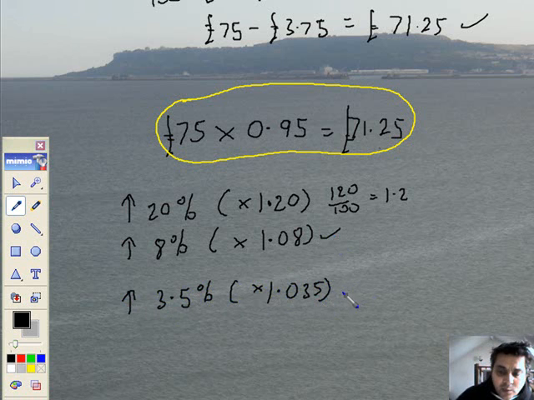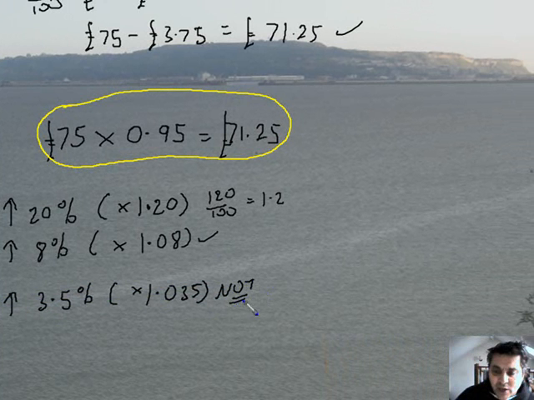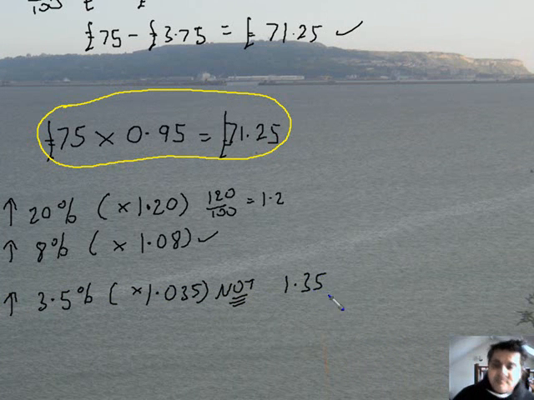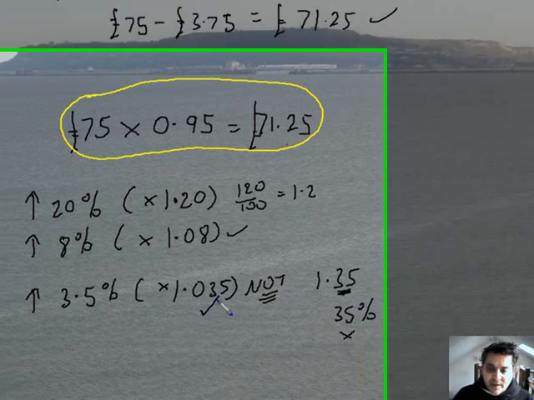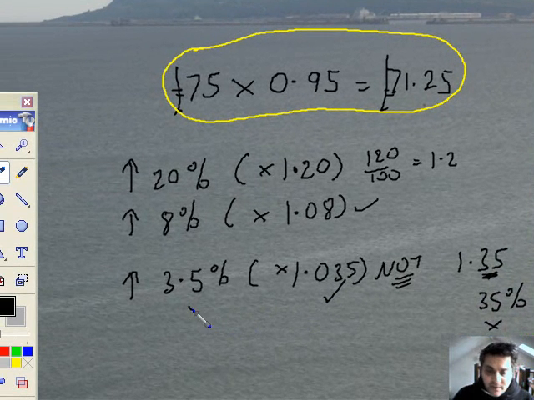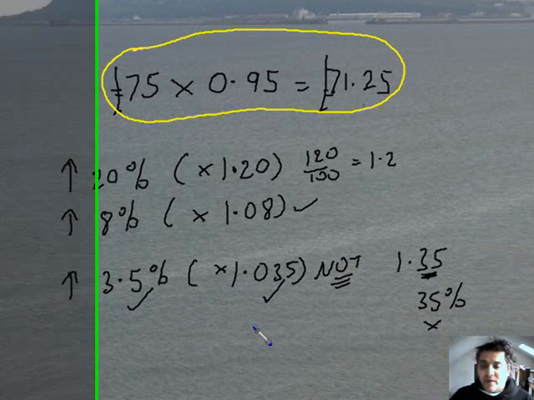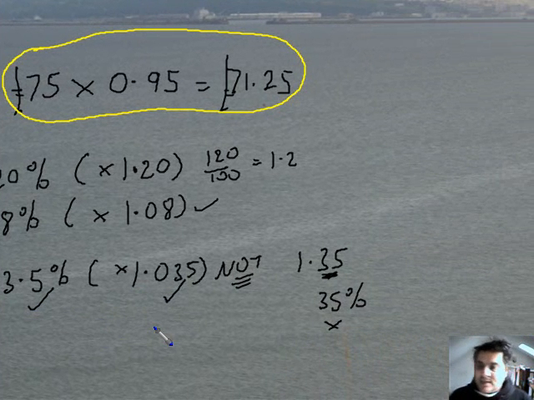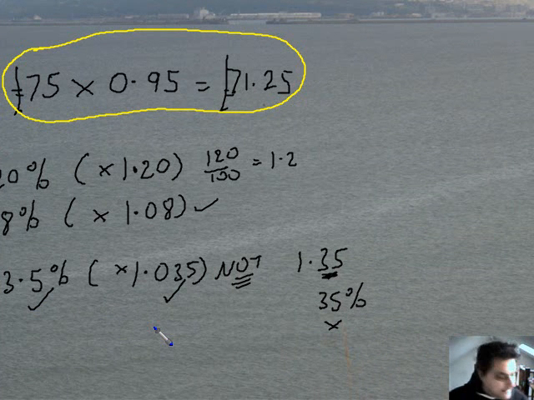1.035. Now, warning, it is not 1.35 as a multiplier, because that means 35%, and we're not increasing by 35%, we are increasing by 3.5%, hence the 0 in front of the 35 at the end. Is that alright? Please study that. You've got to get it straight in your head.